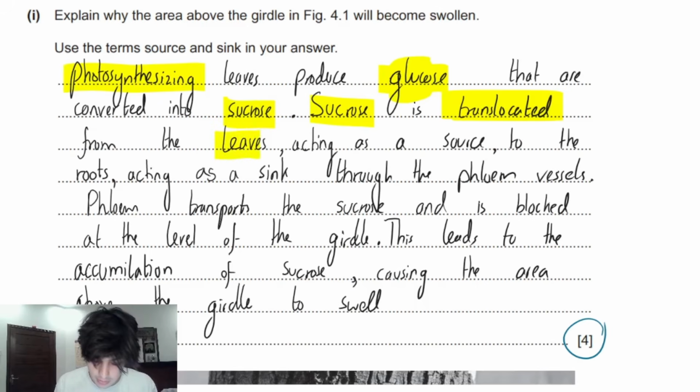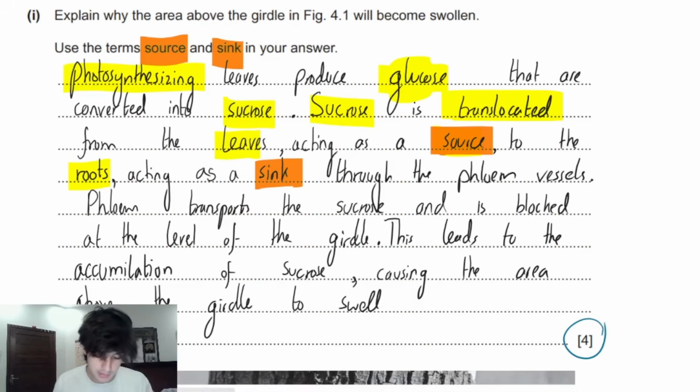Translocated from the leaves, and again, very important, we mentioned the main thing the question was talking about, source and sink. This is going to be the source, and we're going to have the roots, which act as a sink. And obviously, this is going to be flowing through the phloem vessels. Now, the phloem transports the sucrose and is going to get blocked at the level of the girdle, because why? The phloems are cut, so it cannot really move. This leads to the accumulation of sucrose, causing the area to swell.